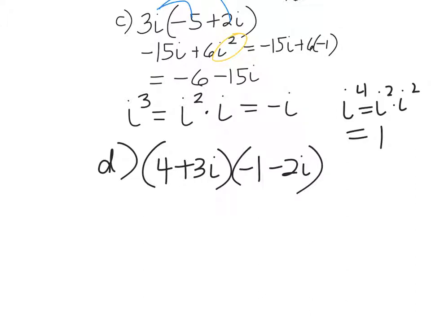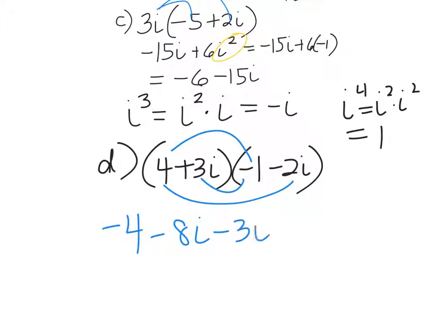All right, 4 times -1 is -4. That's first. Outside gives me -8i. Inside is -3i. And last is -6i squared. Please show this work, okay? I need to see it.